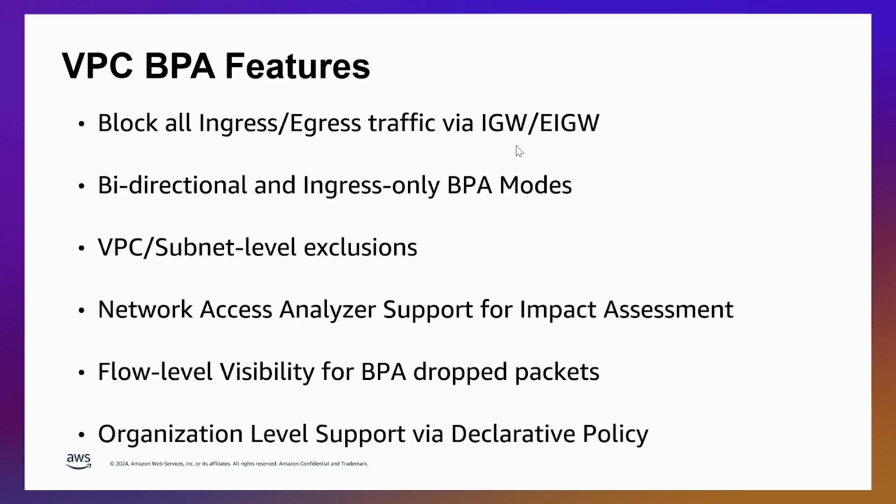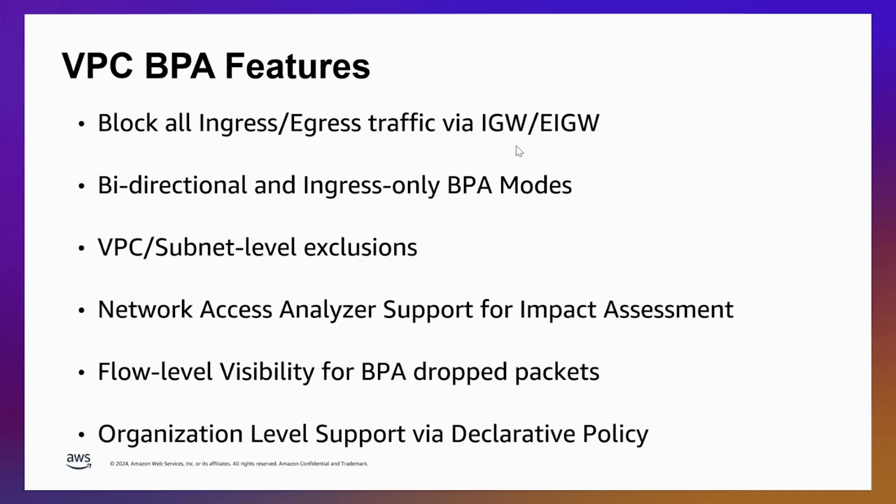We also have a notion of exclusions because we want to keep this real world. Some applications need internet access, in which case you can say this subnet in my VPC has a NAT gateway or a certain web server that must have access to the internet. You can exclude that subnet from BPA enforcement, and everything else is blocked. Similarly, you can exclude VPCs as well. This is an account-level control, and you can say such and such VPCs, leave them out of BPA.